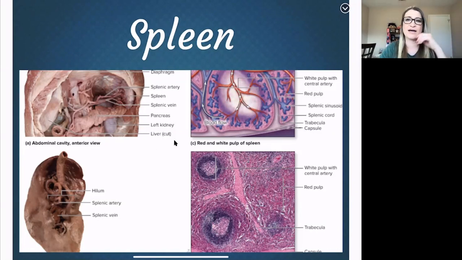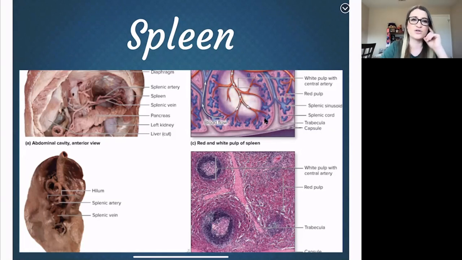Spleen is supplied by and drained by splenic vessels, so splenic artery, splenic vein, and there's no cortex and medulla. Okay, spleen does not have cortex and medulla. Spleen has red and white pulp. Okay, so make a note of that. There's no cortex and medulla. There is red and white pulp.